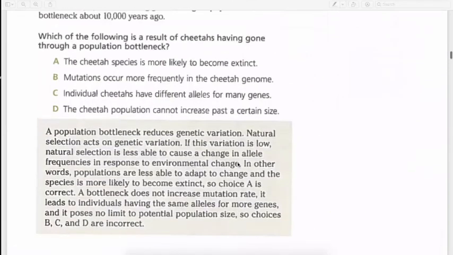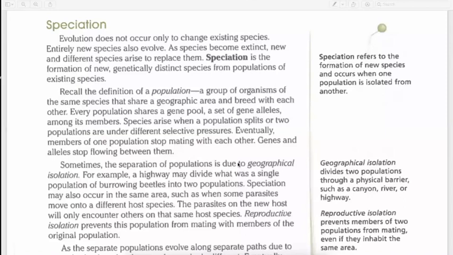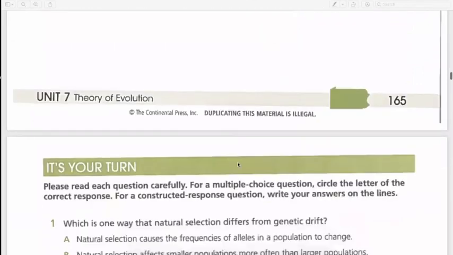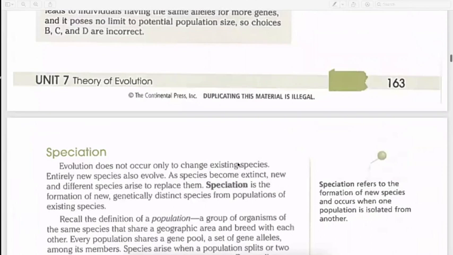All right. Moving on. Speciation. Let me see how far we go on this. Actually, we are going to stop here.